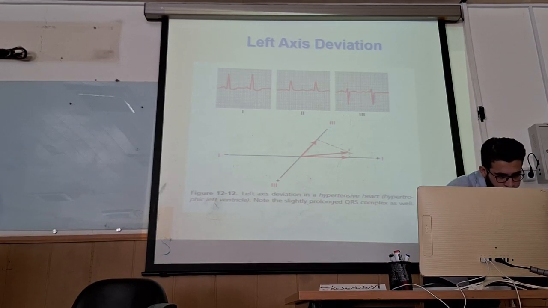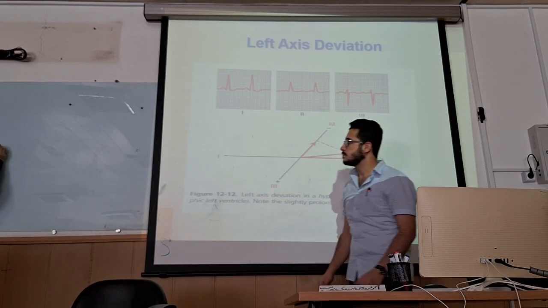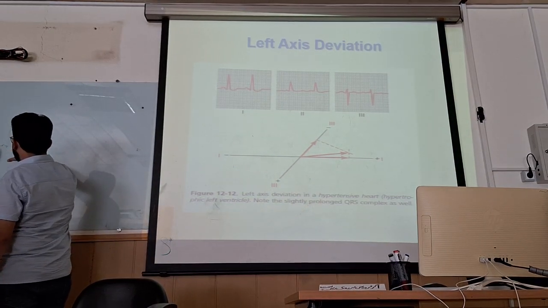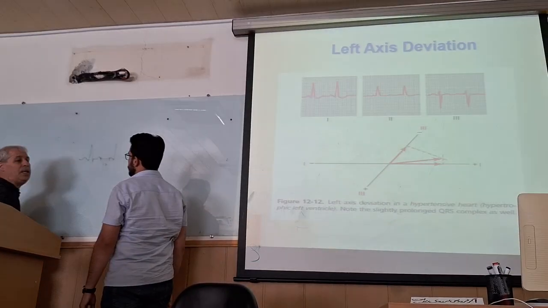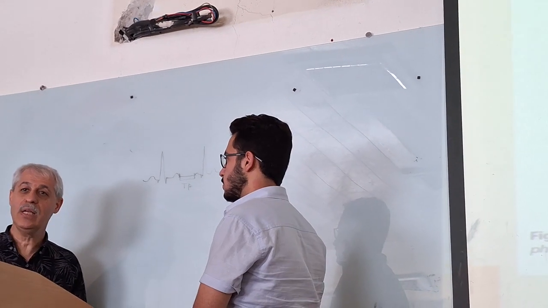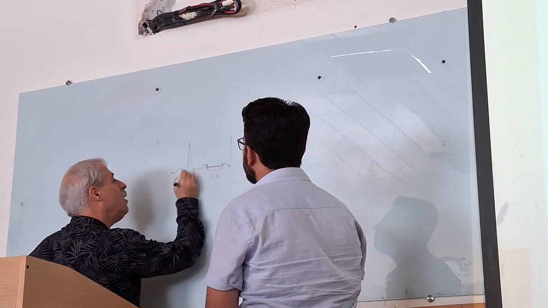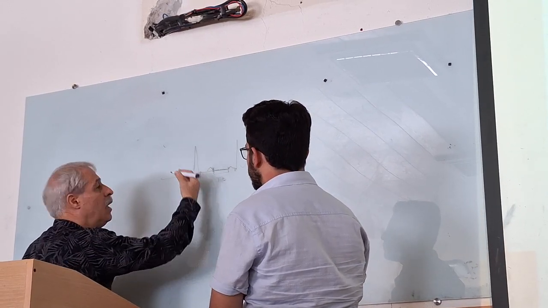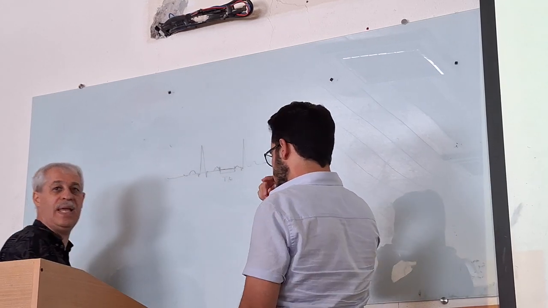This is P, Q, R, S, and T. See from here up to here, this is called TP. This is where the heart is totally depolarized. This is the zero line. Above that would be positive, and beneath it would be negative.